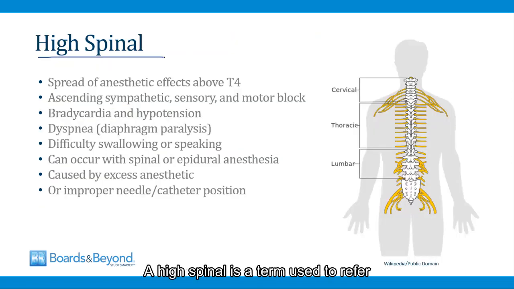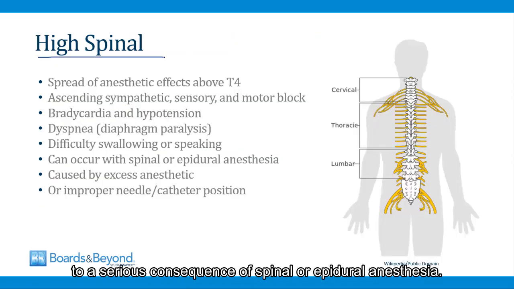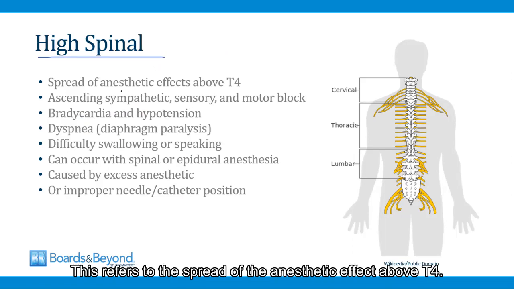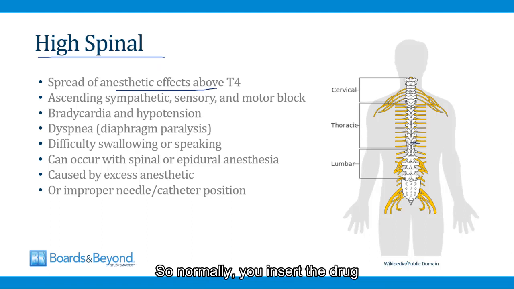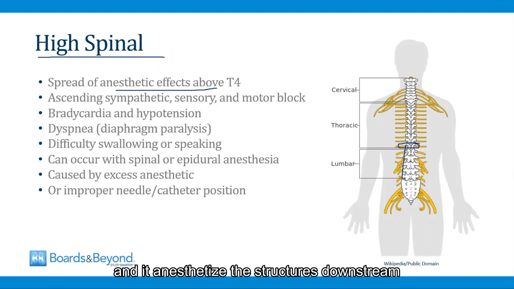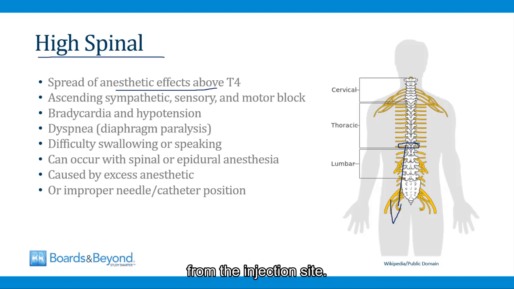A high spinal is a term used to refer to a serious consequence of spinal or epidural anesthesia. This refers to the spread of the anesthetic effect above T4. So normally you insert the drug in the lower thoracic region and it anesthetizes structures downstream from the injection site. But if you lose nerve function up in the higher thoracic region, that's called a high spinal.